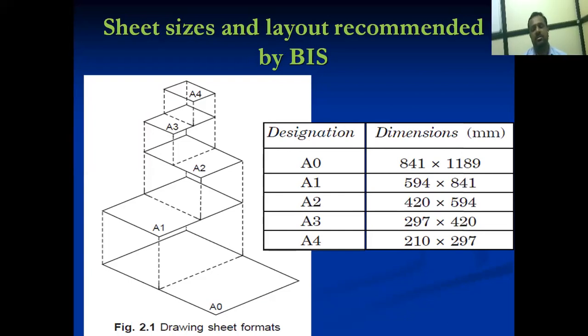What are you saying? 594 into... now this is the dimension of A1. If 840 is written in place of 841, it will be wrong. Yes, that is the reason: this is the standard set from the bottom. You just have to follow this standard method. You have to start from A0. Don't start from A4, okay?